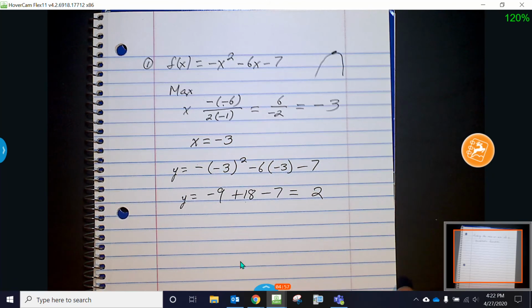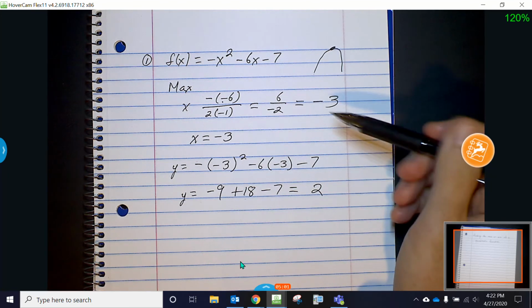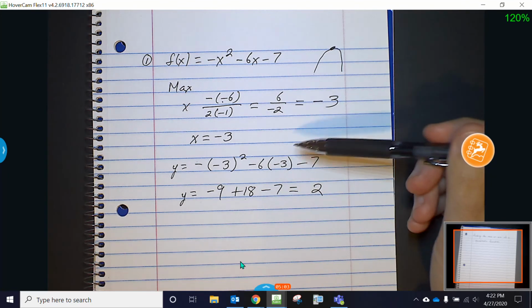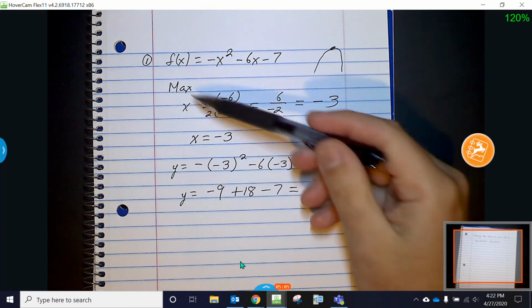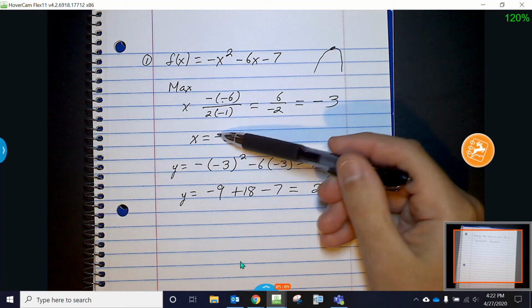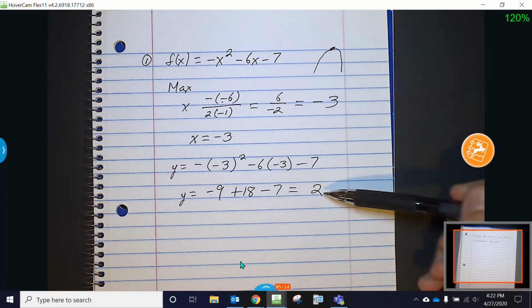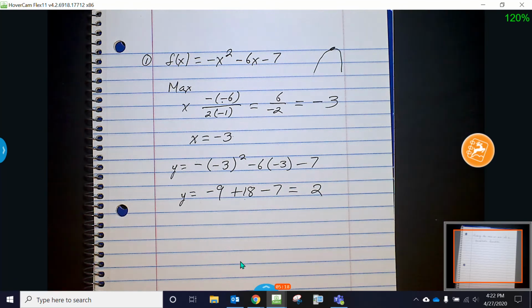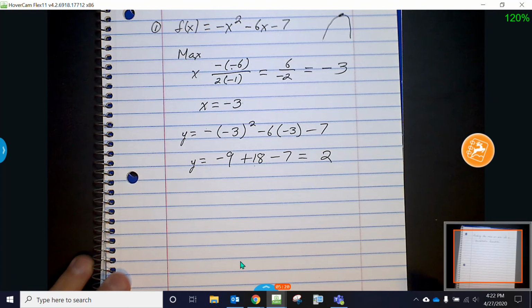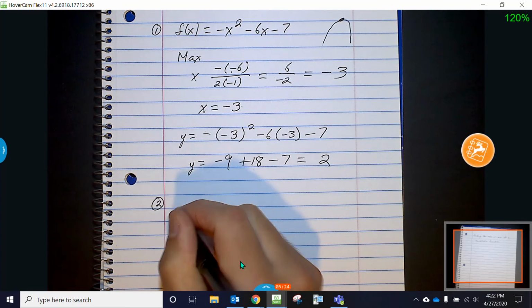So I think the question was, where did the min or max occur? Well, it's a max. It occurred at -3, and the value is 2. So this is the x, this is the y. So max, at -3, and the max value of the function is 2. I'm going to shortcut this a little bit. So here's another one you can try.